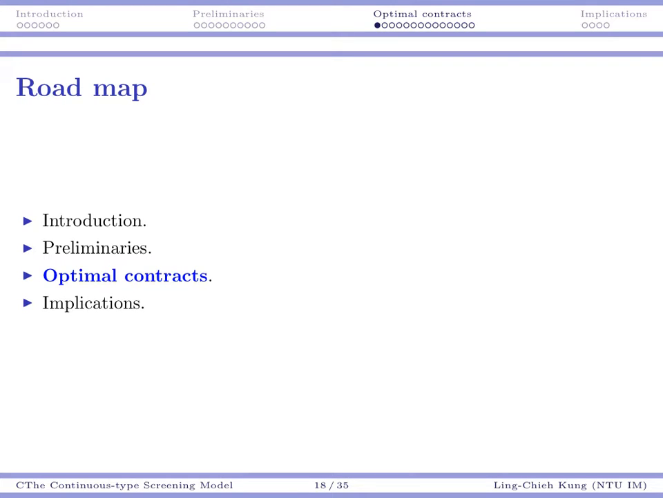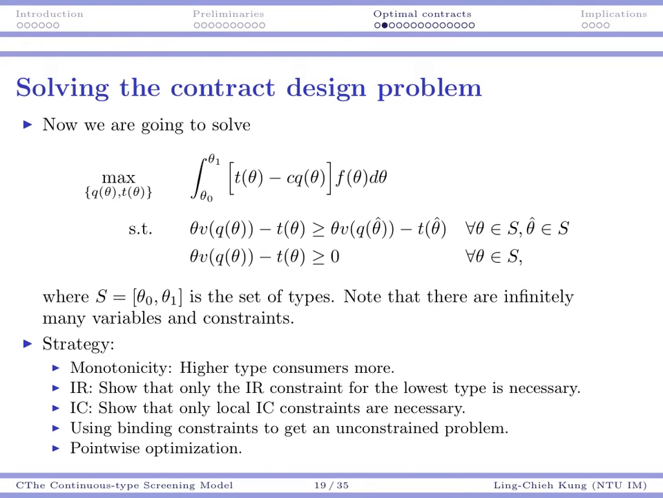Okay, so let's try to solve our contract design problem. The problem that we want to solve is this one. I want to maximize my expected profit subject to IC and IR constraints. Here, I need to find two functions, one function Q, the other function T, or you can interpret that you need to decide the QT pair for infinitely many types.